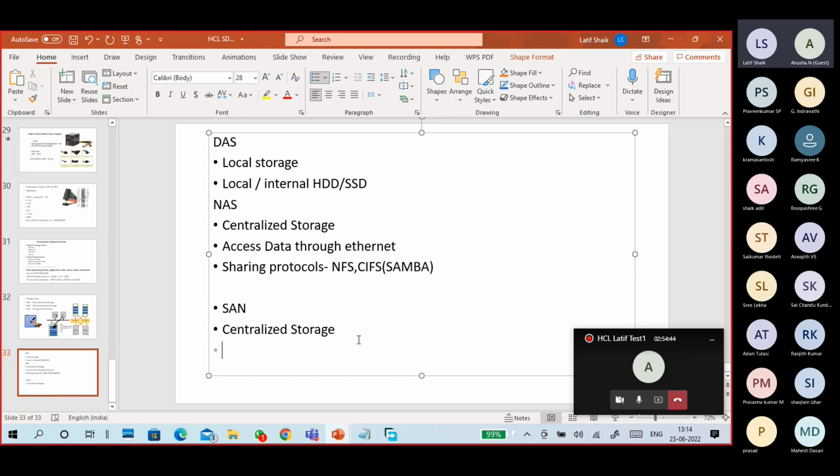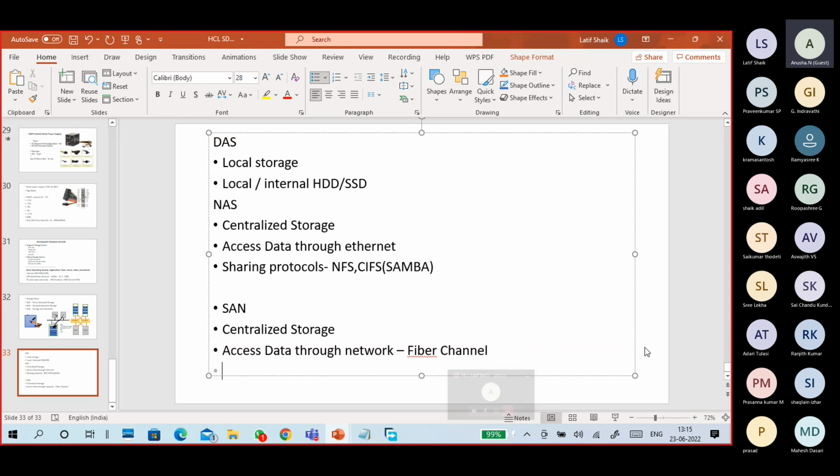SAN is the same thing, centralized storage. We access data through the network. And we use fiber, optical or fiber channel. We use a fiber channel, so different types of fiber channel protocols and all. It is a kind of block storage. Okay, remember that word. It is block storage.